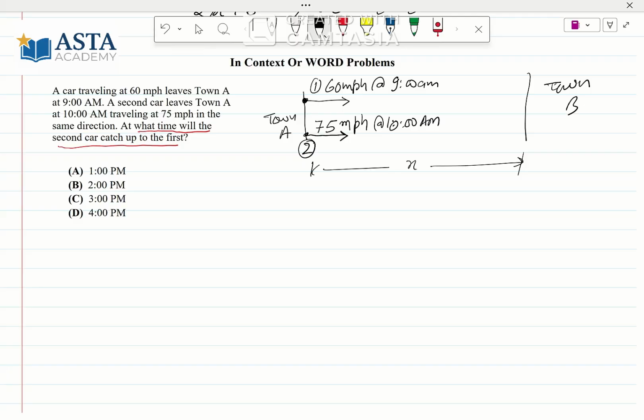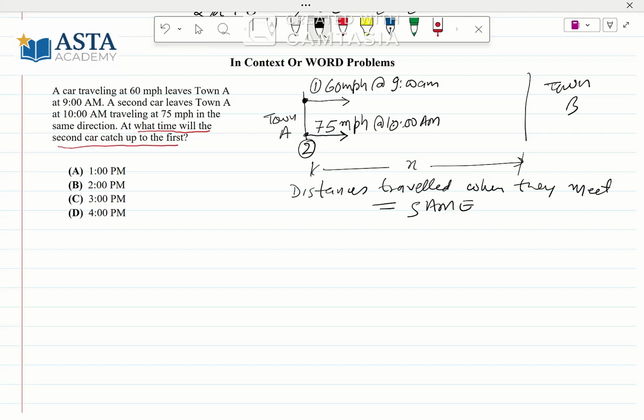What does that mean? That means the important thing is that the distances traveled when they meet is the same. It has to be the same because their starting point is the same and their ending point is the same, so the distance covered is the same. This is the fact we are going to exploit in this problem. So now the problem is simple. What we do is we equate the distances traveled by the first car with that of the second car.